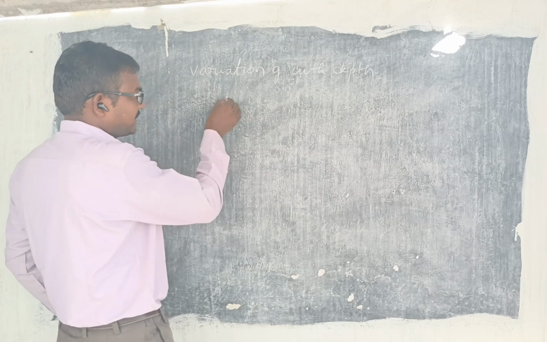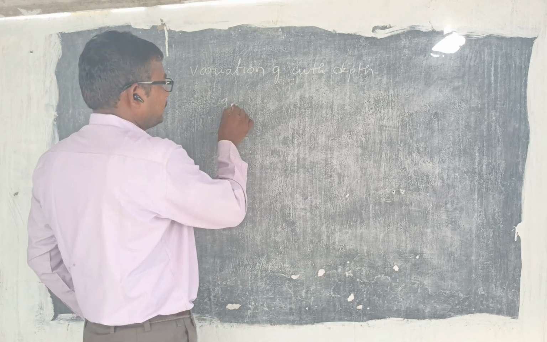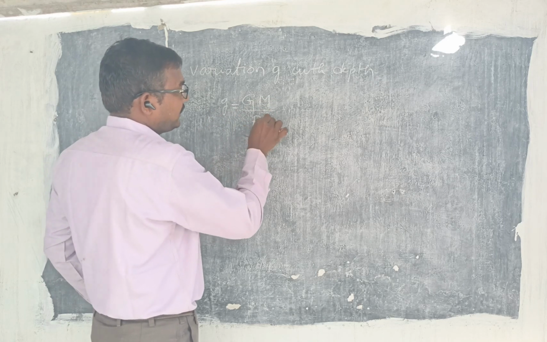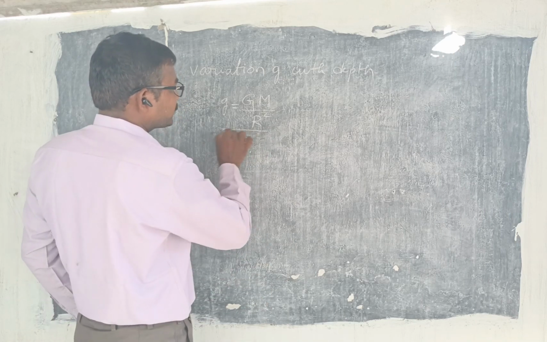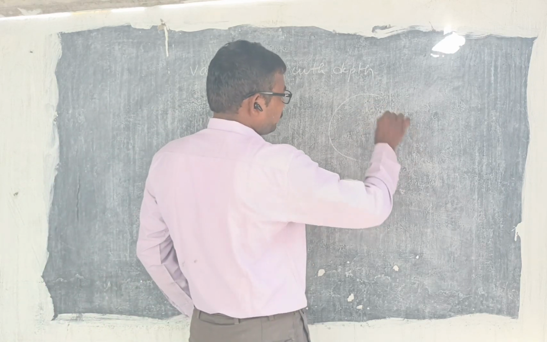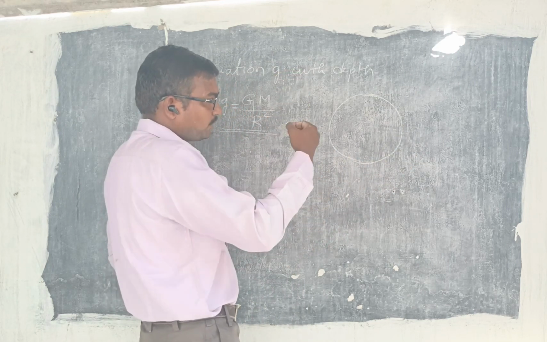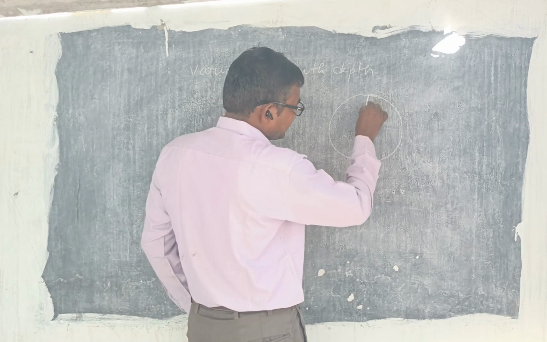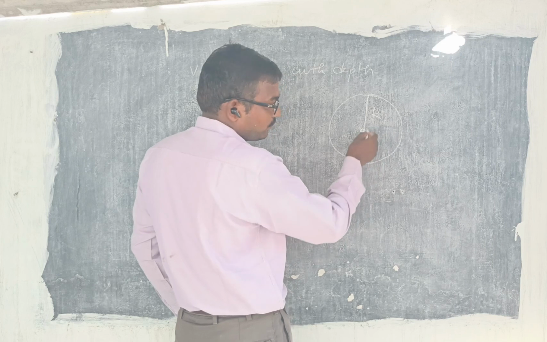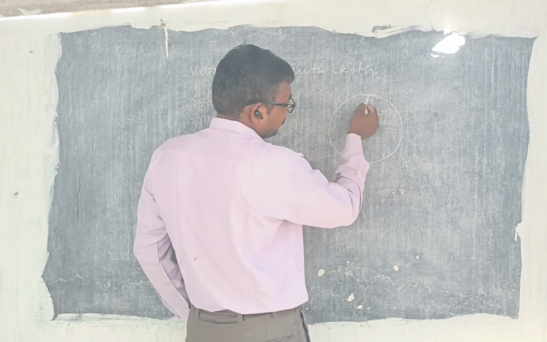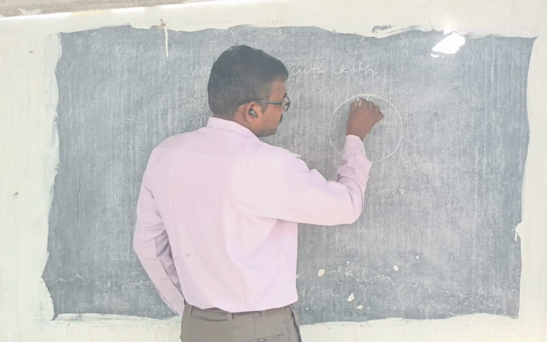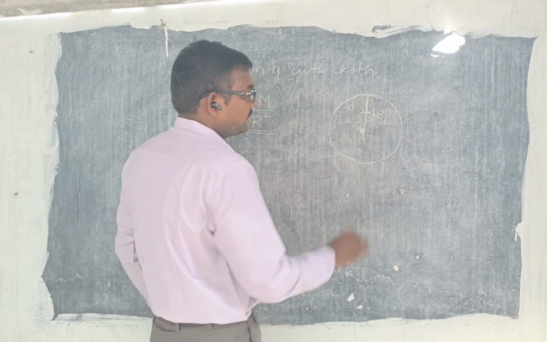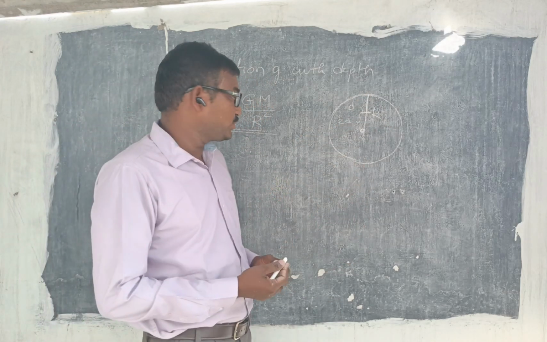Suppose already we know the relation between small g and capital G. What is that? Small g equals capital G, capital M by R square. So this is a relation, already you know. Suppose if you move down to the ground, in this case this is the R, the radius of Earth. If you move down a depth d of the ground, so remaining here is R minus d. In that place, what is the acceleration due to gravity?